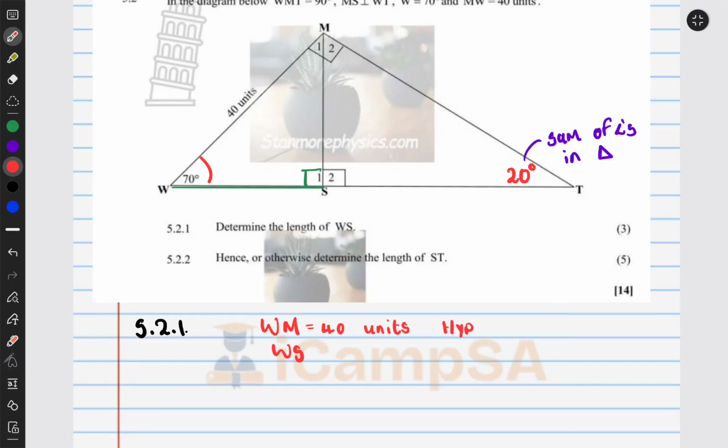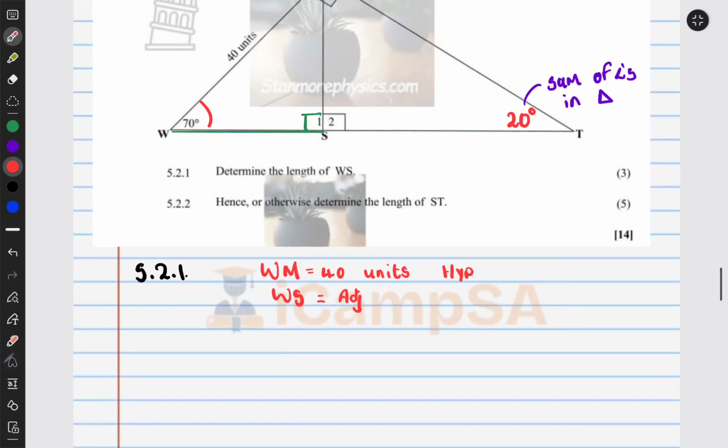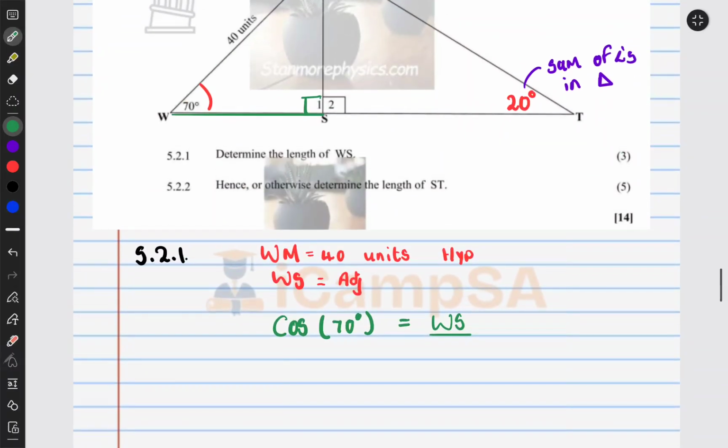We're looking for WS. What is WS? It is the adjacent side, the side next to the angle 70. So which trigonometric ratio should we use? We have to use the one that includes the adjacent side and the hypotenuse side, so that should be our cosine. So cos of 70 degrees is equal to adjacent side over the hypotenuse side. What is our adjacent side? It is WS over the hypotenuse side, which is WM.